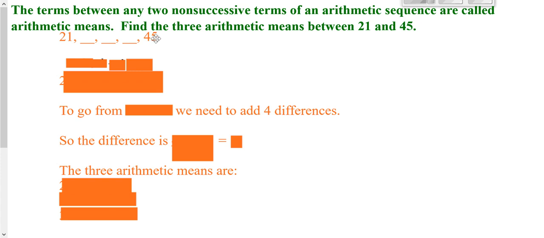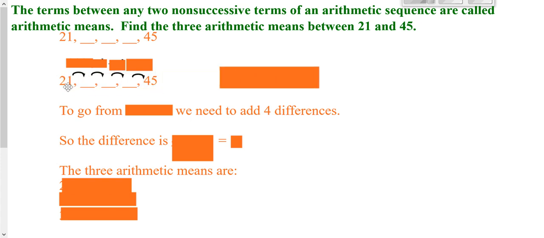You could say, well, I know it's arithmetic, so to be able to go from this first term to the second term, I have to add my difference. To go from my second term to my third term, I have to add my difference again. To go from my third term to my fourth term, I add my difference again. And to go from my fourth term to my known term here, 45, I add my difference again. In other words, I'm going from 21 up to 45 and adding 4 differences.